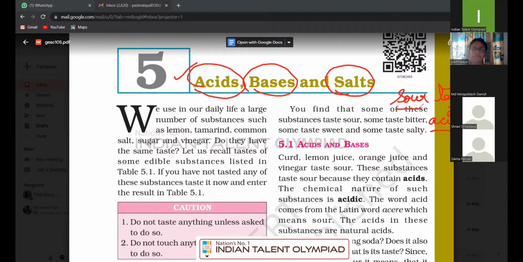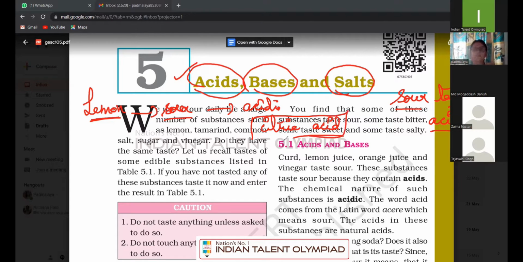Now, can you give me an example of the substances which you taste sour? Lemon. Very good. Lemon is a fruit which will taste sour. And the sourness of lemon is due to the presence of an acid, which is called citric acid. Citric acid is the acidic substance which is present in the lemons, and because of that citric acid only, lemons are sour in taste.